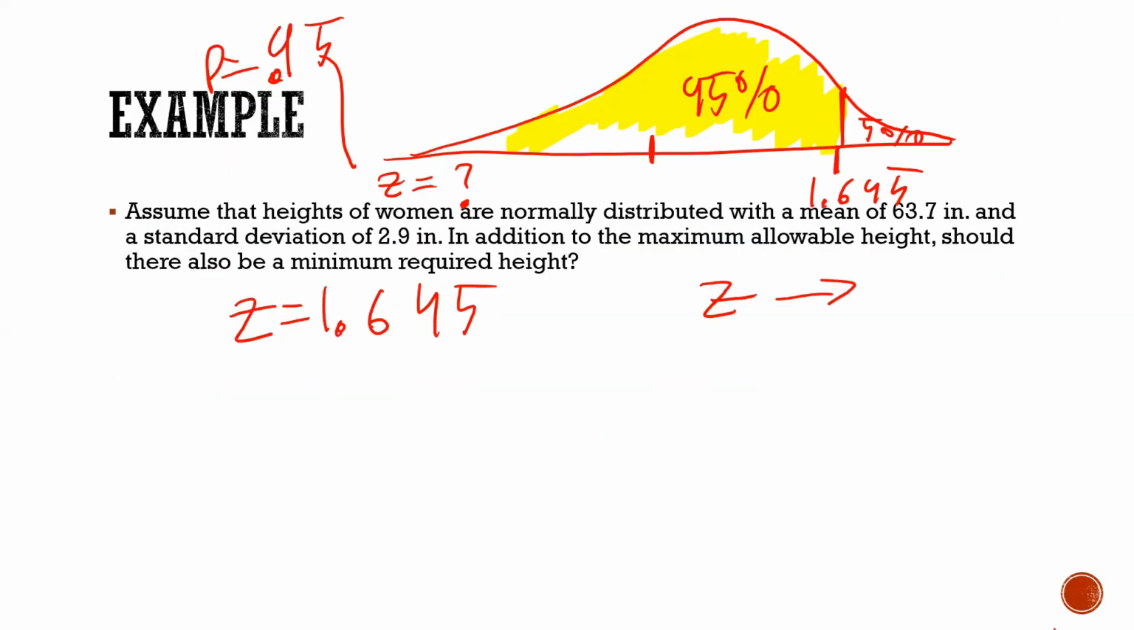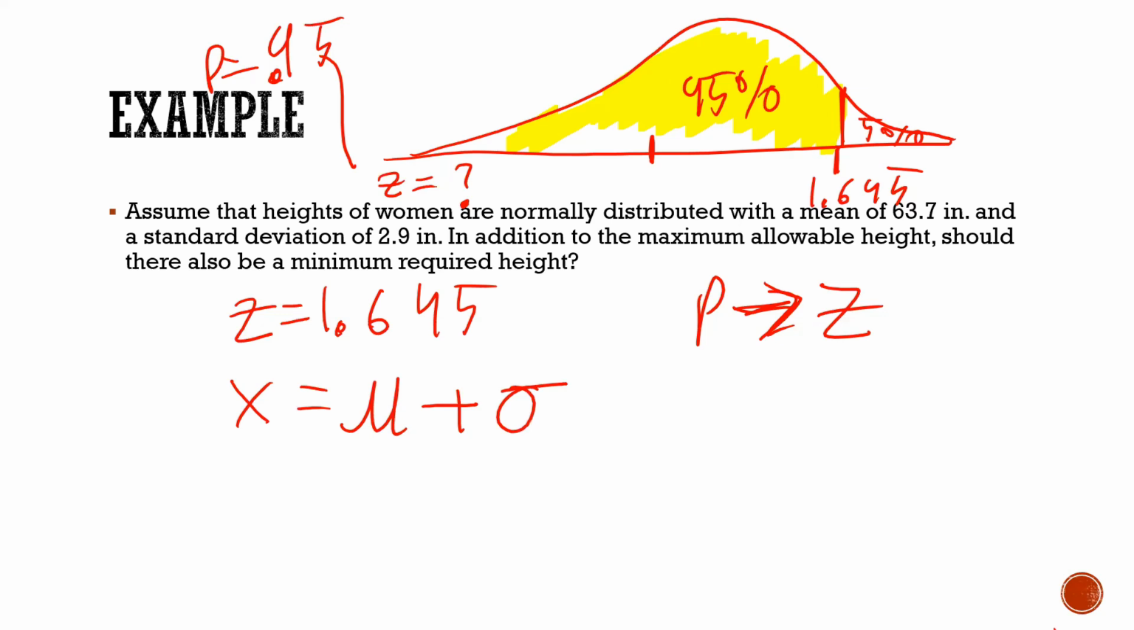Now I've done Z to P. Sorry, I did the opposite. I went from P to Z, right? The next thing is I need to actually find what? X, right? And here's the formula. X equals mu plus sigma times Z.